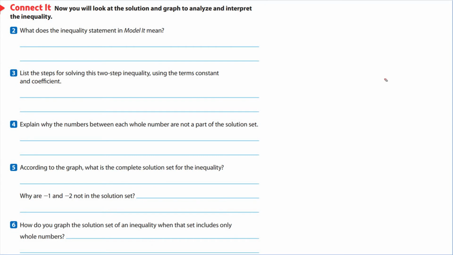Question 6. How do you graph the solution set of an inequality when that set includes only whole numbers? I would pause this video, answer all these questions to the best of your ability, and then when you unpause, we will go over them one by one, and you can check your answers to make sure you understand this.